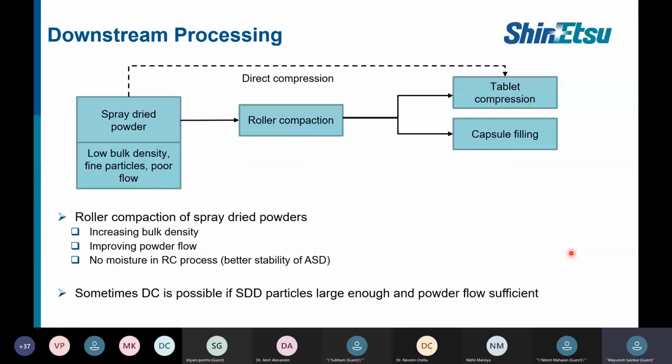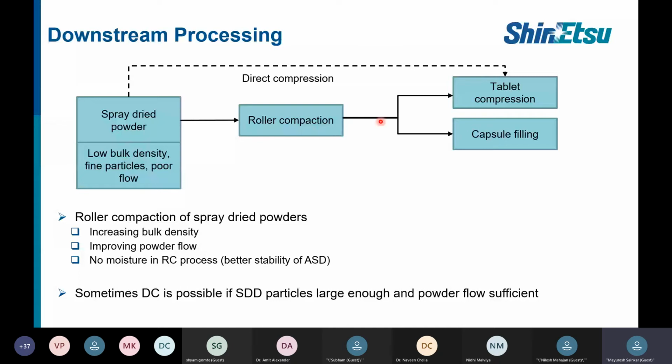So one point related to downstreaming: as I mentioned, downstreaming is nothing but how you are doing processes towards the final dosage form. Whenever you have spray dried powder, either you go for direct compression, where you directly compress the spray dried powder into tablets, or it can be filled into capsules. But sometimes it requires further improvement of flow properties or compressibility properties. In that case you can go with the roller compaction technique. Thereby you can further compress into tablets and also fill into capsules.